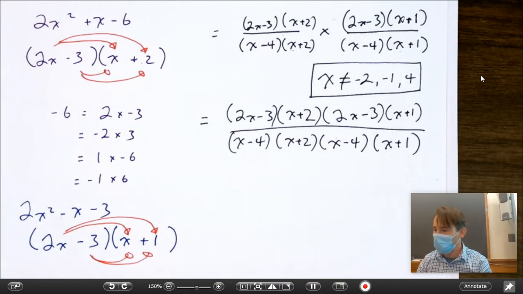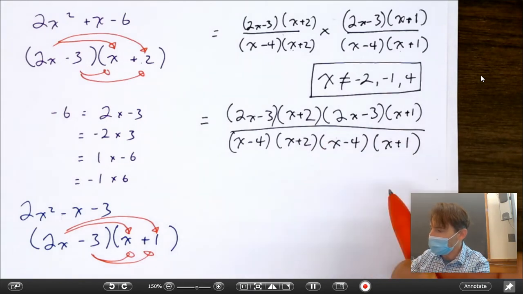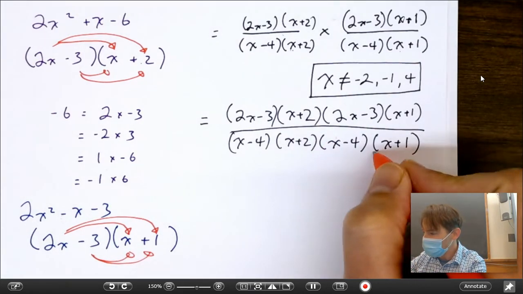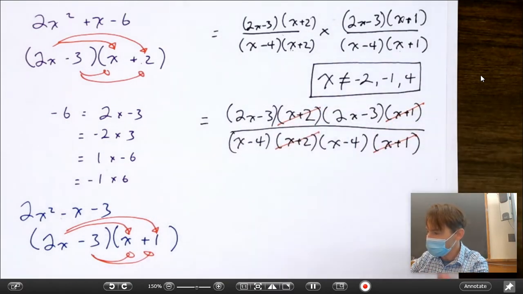Now we can go ahead and simplify and state our restrictions. When we're simplifying here, actually we could have simplified at the previous step. Saves us from writing some stuff down. Anything I see on both the numerator and the denominator divides itself to make 1, so those can be canceled away. This x plus 1 cancels this x plus 1. This x plus 2 cancels this x plus 2.